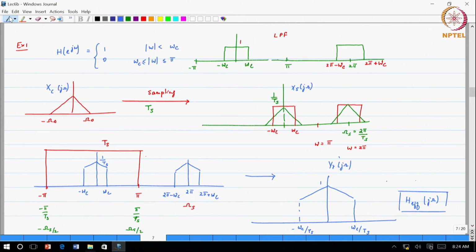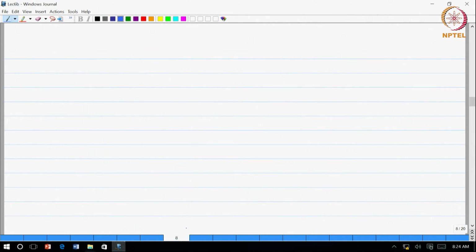The first thing I would like to reinforce is what H effective of j omega is. If I were to ask you to sketch H effective of j omega, let us say I am interested in the magnitude, what would be the overall response? The overall response H effective of j omega would be a low pass filter with a magnitude of 1. It goes from minus omega c divided by Ts, because that is how I convert it into the continuous time frequency, to omega c by Ts.